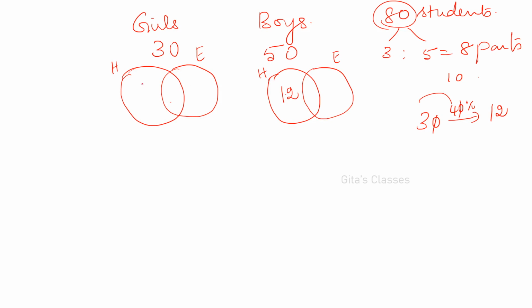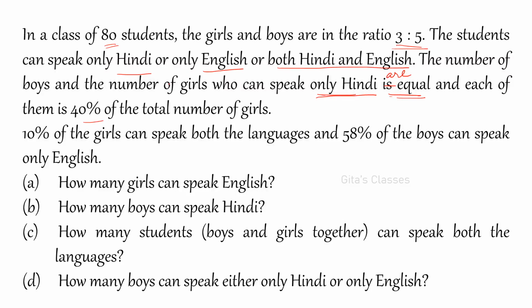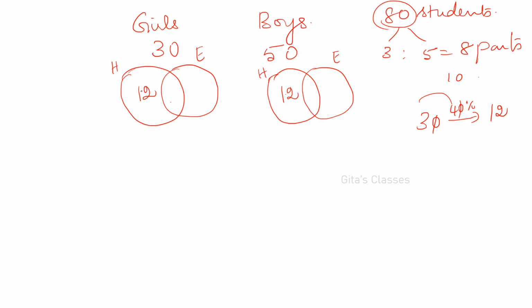For girls, the number of girls and number of boys who can speak only Hindi are equal, and each of them is 40% of total number of girls. They are equal means this part and this part are equal. Total number of girls is 30, and 40% of that. This is a shortcut you can use.